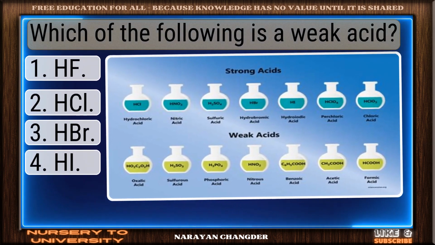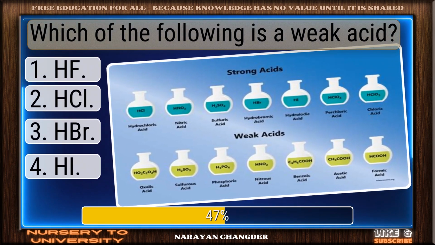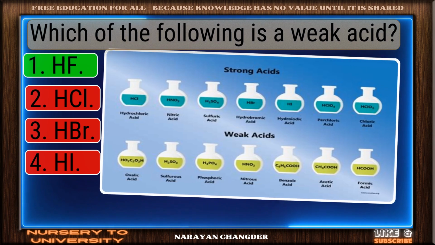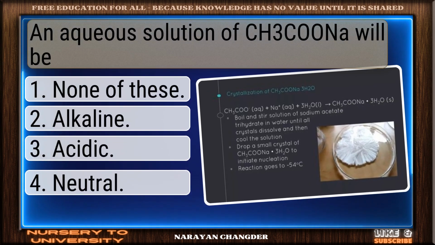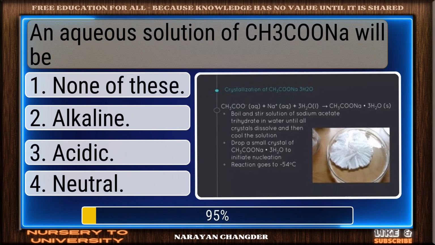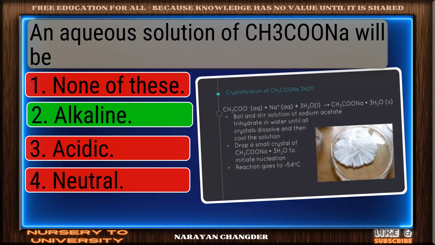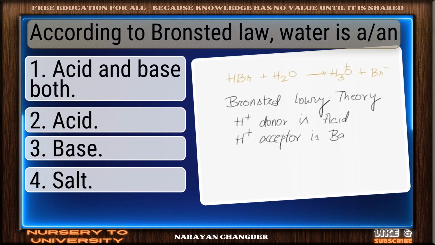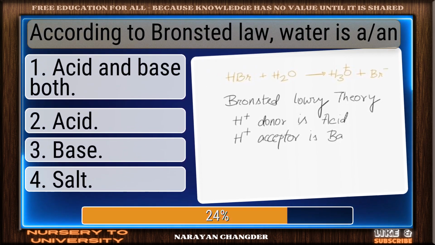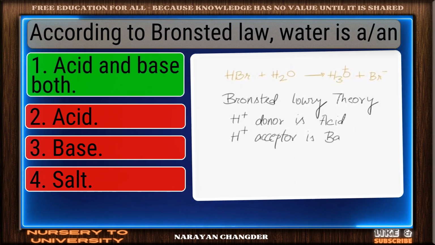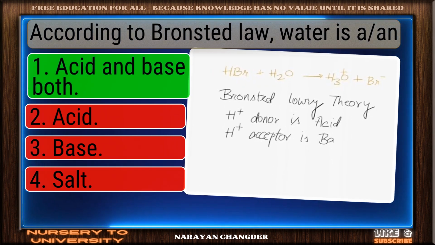Which of the following is a weak acid? Perfect. HF is the correct choice. An aqueous solution of sodium acetate will be. You're right. Alkaline is the correct answer. According to Bronsted law, water is a. Correct. Acid and base both is the right answer.